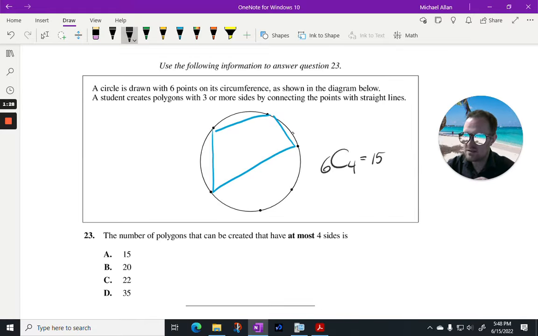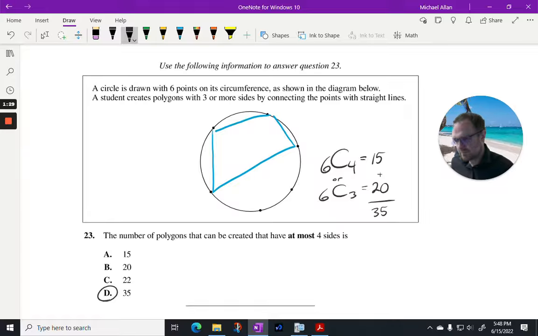But at most means that's the maximum number. So that means I can create triangles. It says a polygon has 3 or more sides. A single line is not a polygon, it's got to have at least 3 sides. So 6C3 is 20. Add them together: 35. Cool.